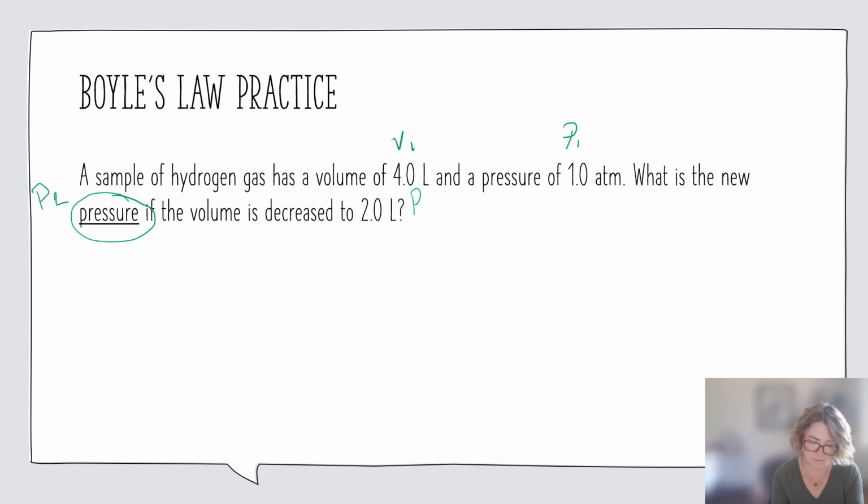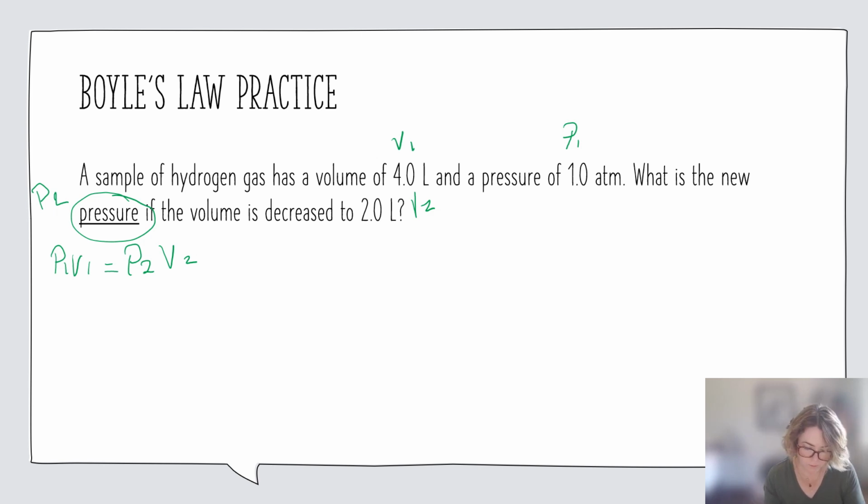and I have my second volume. Since I'm only focusing here on volume and pressure, I know I'm dealing with Boyle's law. And so I'm going to go ahead and write down my equation. P1V1 is equal to P2V2. And now off to the side, I'm going to make sure I'm good with my variables and my values.